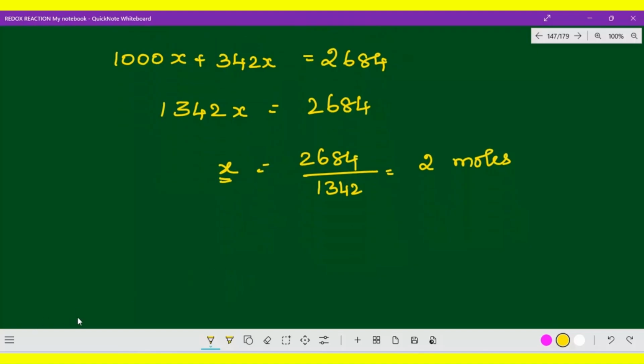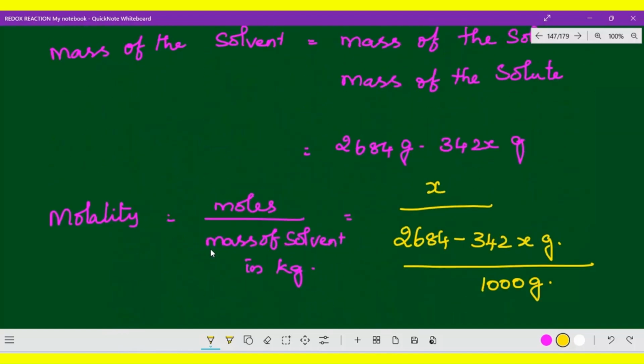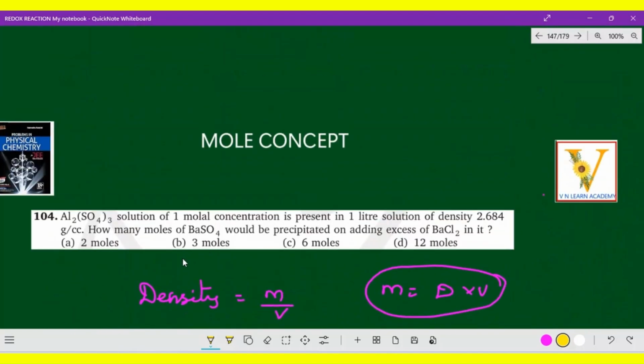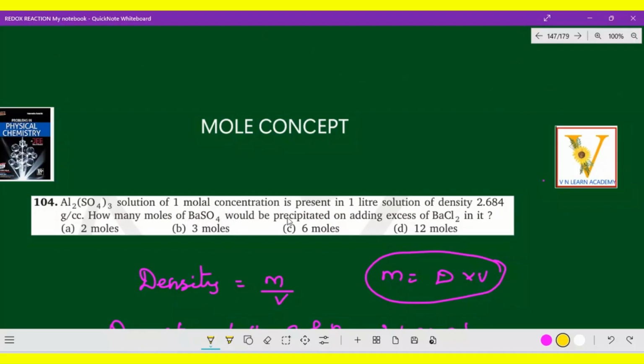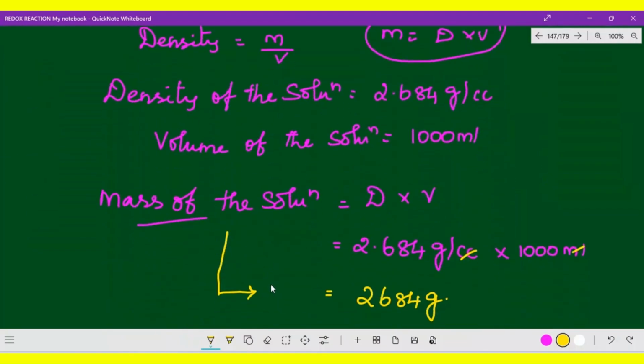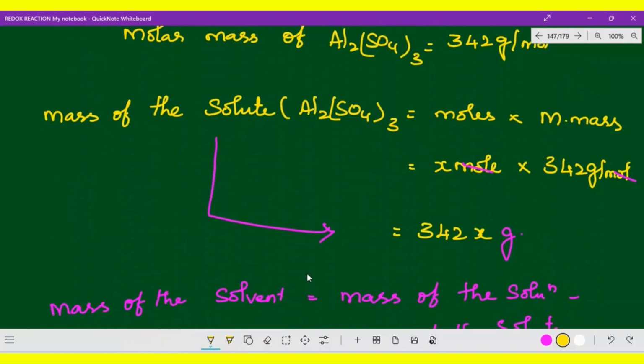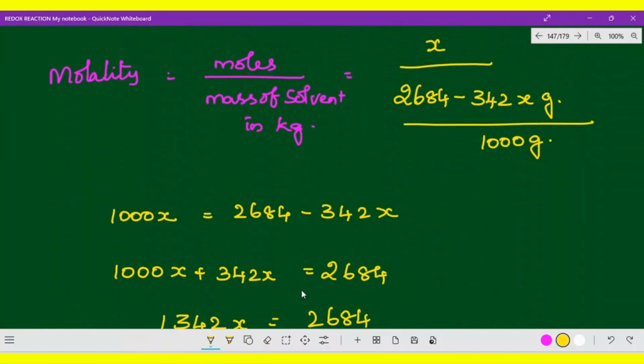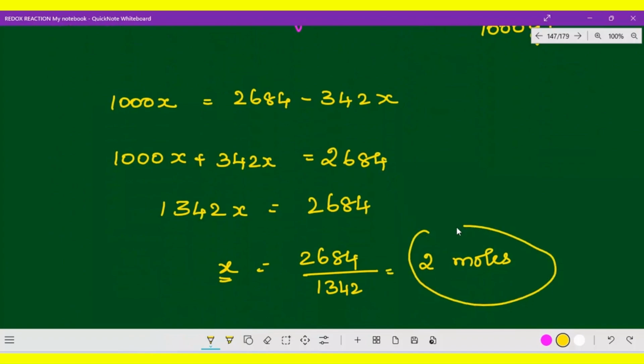So there are 2 moles of Al2(SO4)3 in 1 liter of the solution. Now I wanted to bring that question: how many moles of BaSO4 would be precipitated on adding excess of BaCl2? So here 2 moles according to this data. It's very simple. I hope you understand these explanations.